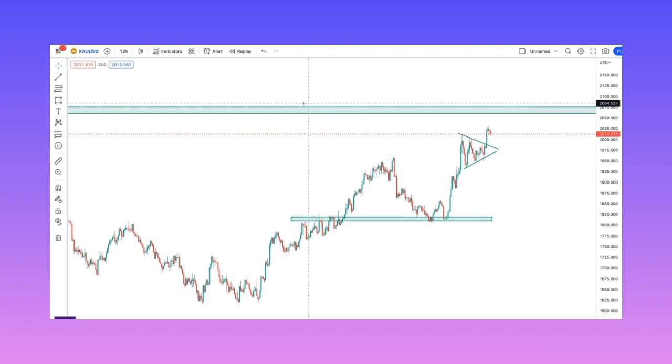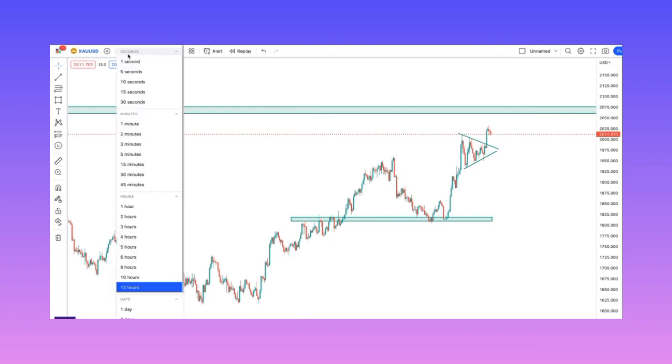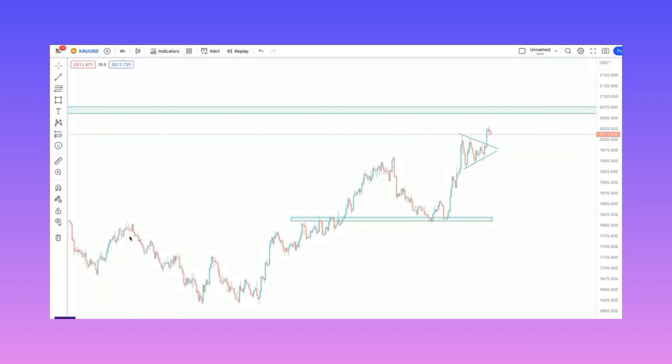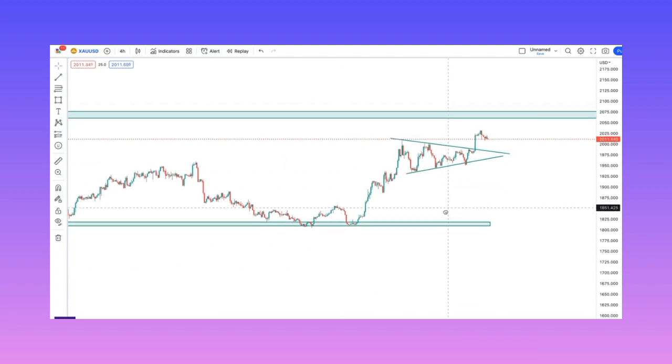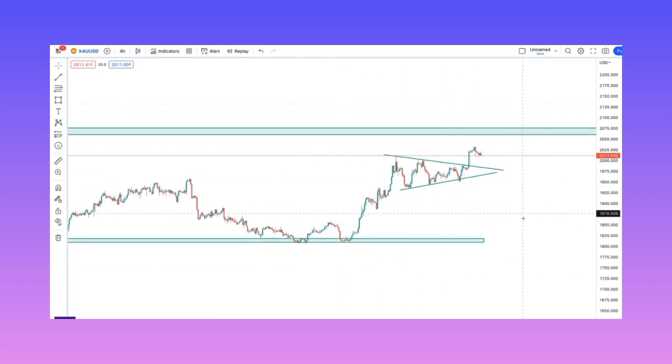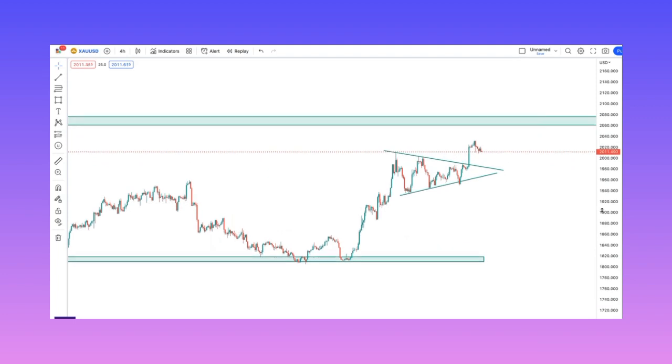So now going on to the lower time frame, which is where we are going to look for trade opportunities, right? So I'm going to start from the 4-hour chart. The 4-hour chart is going to break down everything we have on the 12-hour chart or daily time frame in order for us to get good trade opportunities. So on the 4-hour chart, you can see this symmetrical triangle is clearly visible now.